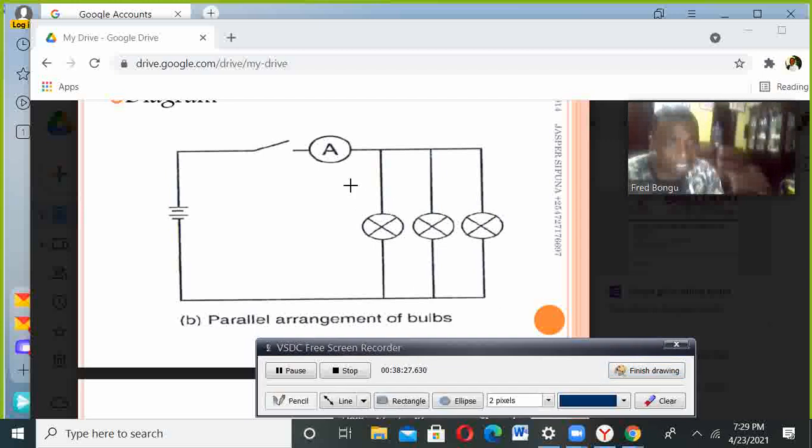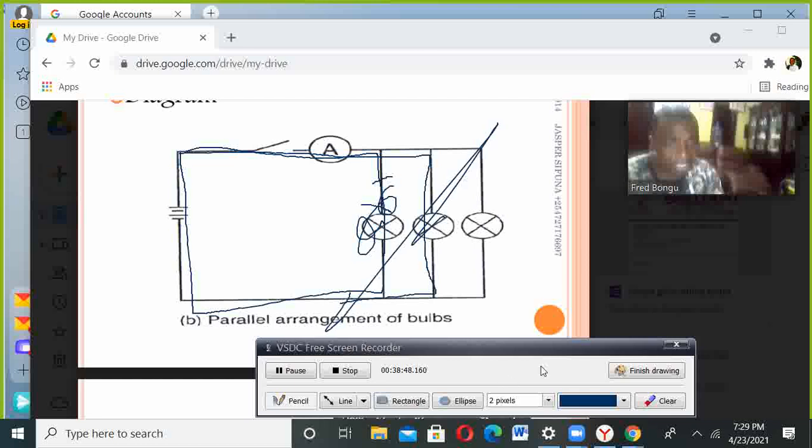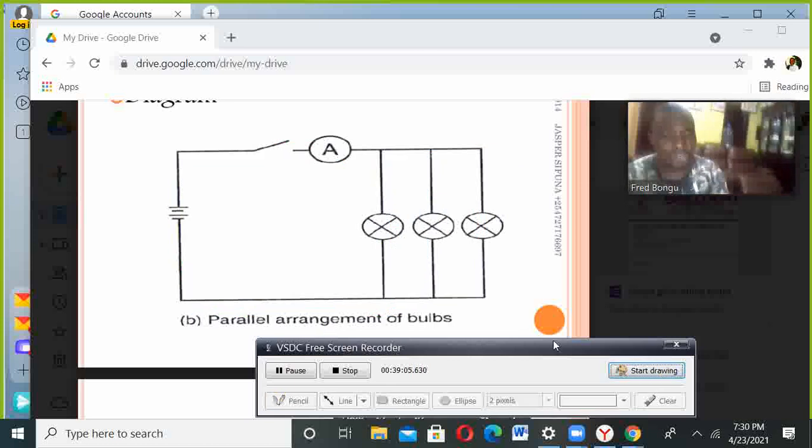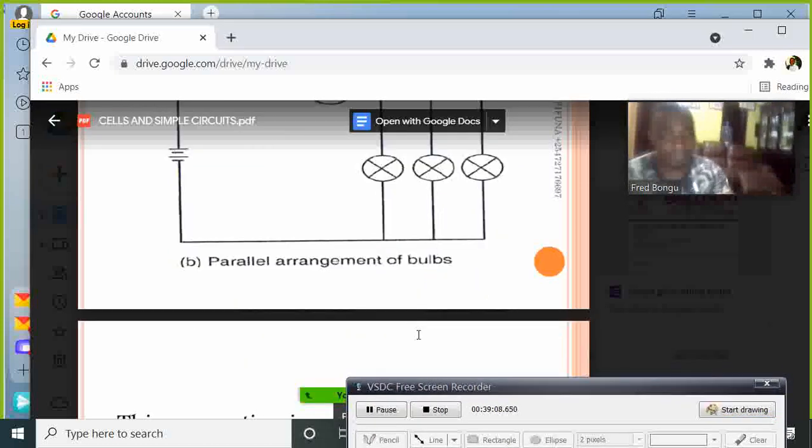Now, in this case, current can flow here, and the bulb is working. Even if this one is not there, current can still flow here. Even if this is not there, current can still flow, meaning they don't depend on each other. Even if you eliminate this one, current can still flow in the circuit. That is a kind of connection which is preferred in most real-life situations.